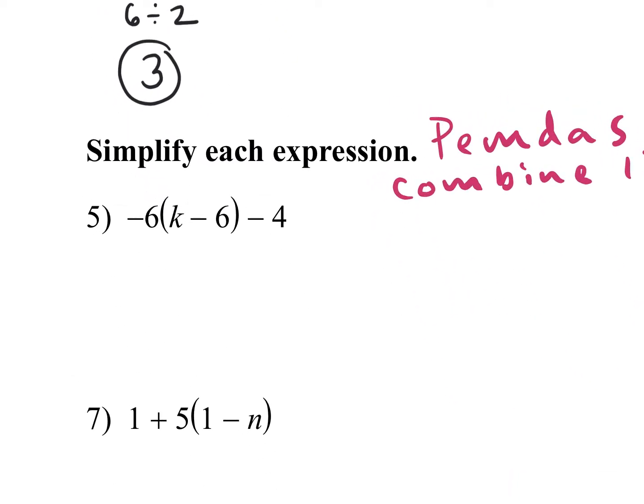So here I have to combine like terms. So what should I do first? Distribute. So negative 6k, what's negative 6 times negative 6? Positive 36 minus 4. I'm combining like terms, so I only have one k term, so it's negative 6k. And then I have to combine these two together. So 36 minus 4 would be 32.